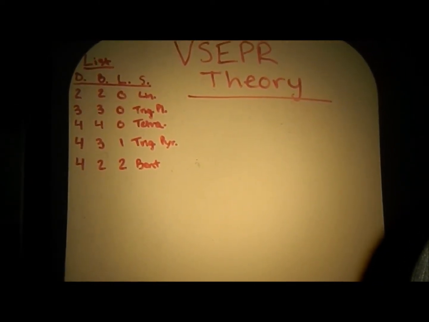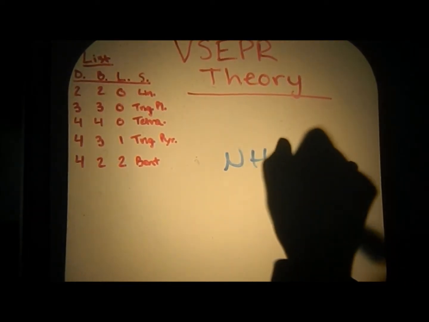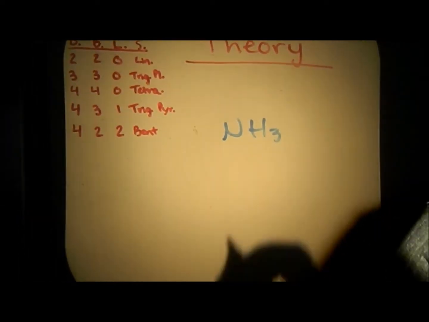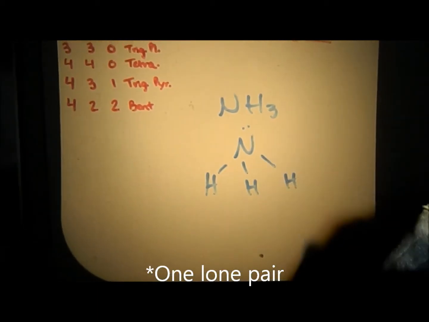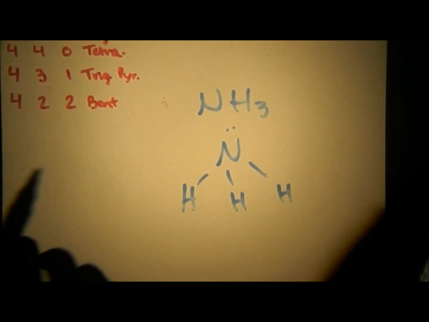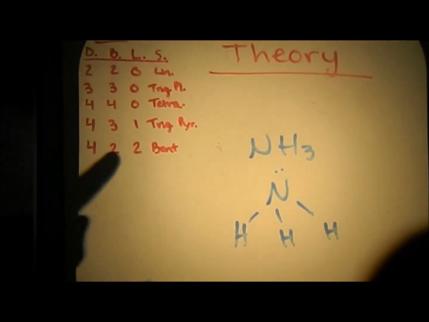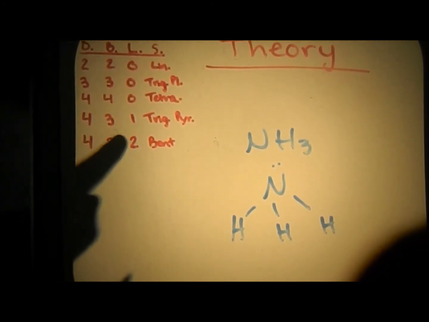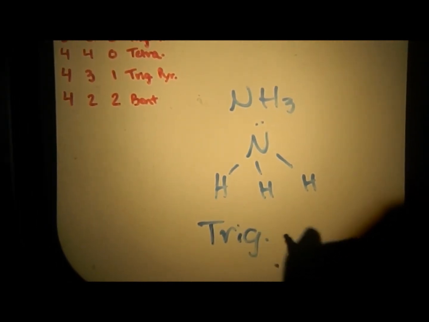Okay, so our next example is going to be ammonia, which is NH3. So first you draw the Lewis structure. So N, H, H, H. There are 2 lone pairs and 3 bonding pairs. So you go over to the chart on the central atom and you find 4 domains, 3 bonding pairs, 1 lone pair. So it is trigonal pyramidal.